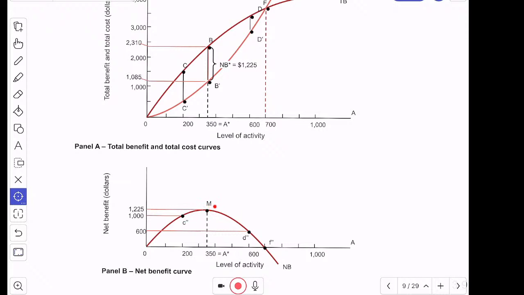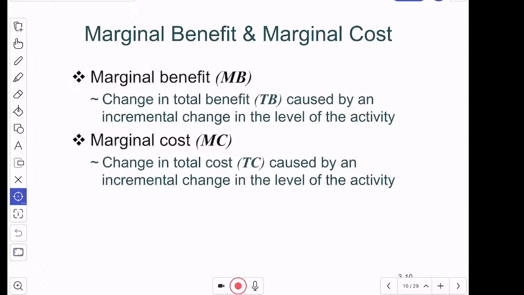Notice we talked about this before. It also happens to be where the slope of the net benefit curve is a 0, and that denotes a peak in our net benefit. Okay, so I could give you these two functions. You can create the net benefit and then optimize it. So that's what we actually did together. You could also create a function of marginal benefit and marginal cost.